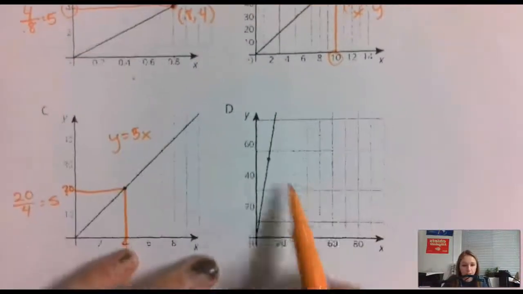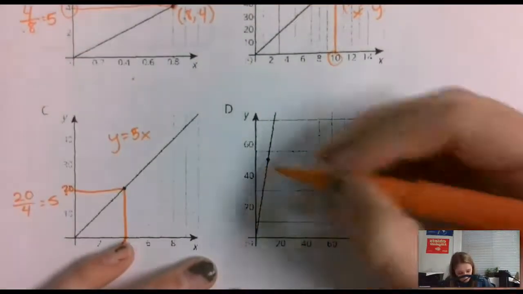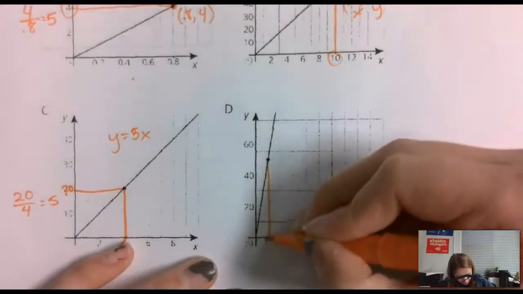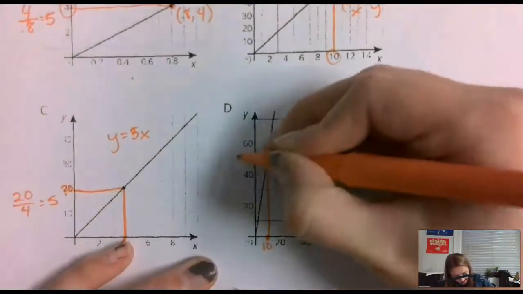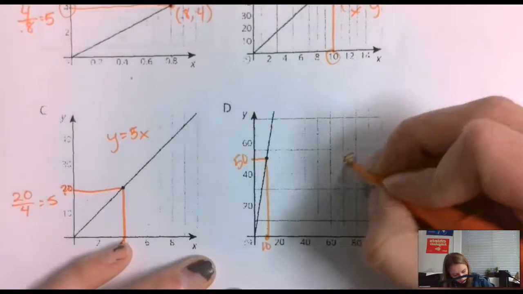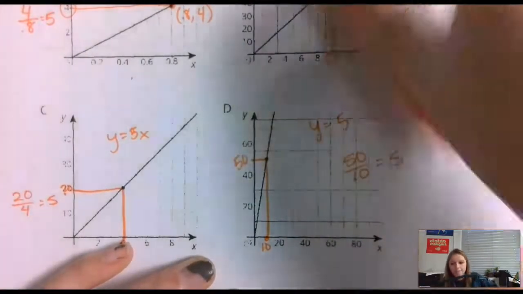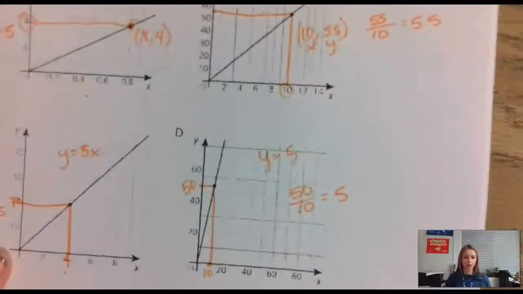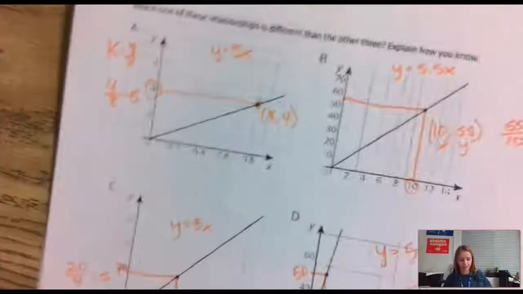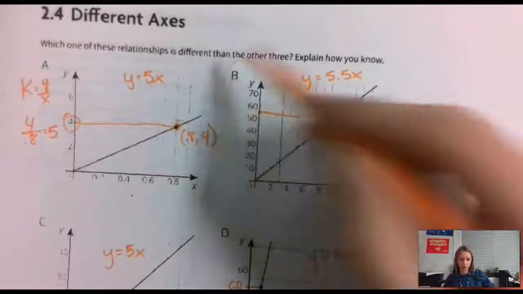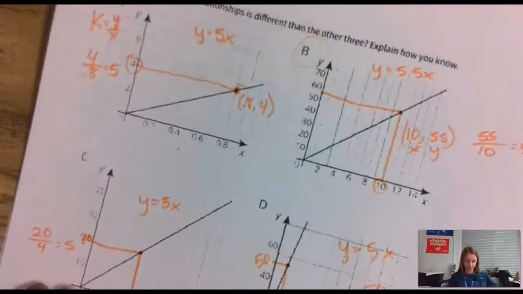Let's just do this one for fun. This one lands at 10, and right here would be 50. So 50 over 10 gives me 5. If I look at all my equations for my lines, B is the only different one. Alright, on to the next.